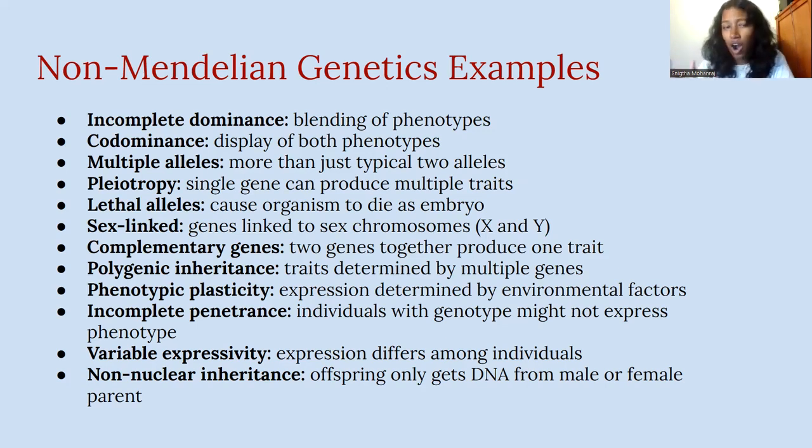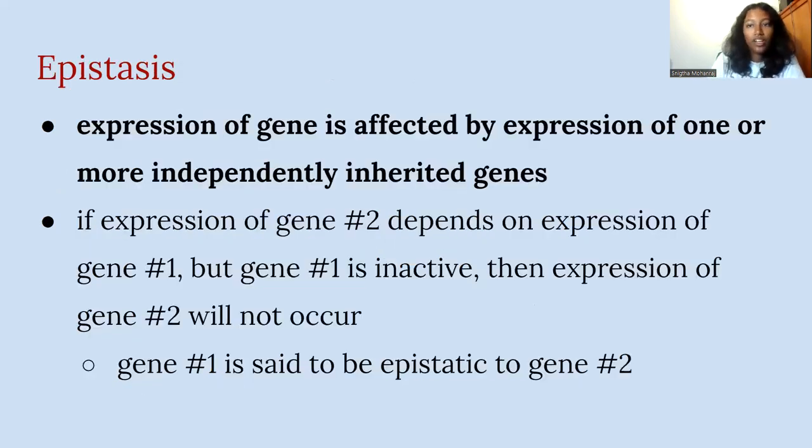Then there's incomplete penetrance, where individuals of the genotype might not express the phenotype fully or at all. And this is pretty similar to the next one, which is variable expressivity, where expression will differ among individuals. And then another common one of non-Mendelian genetics that you'll see is non-nuclear inheritance, where the offspring only gets DNA from the male or female parent. The most common form of this that you'll see is mitochondrial DNA, which is only inherited from the female side. So that's definitely a little irregular compared to Mendelian genetics and can definitely mess up analyzing that pattern. It is very interesting and pretty common as well to look at. So what is epistasis?